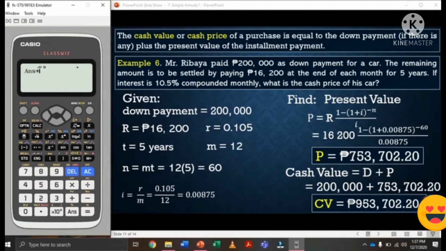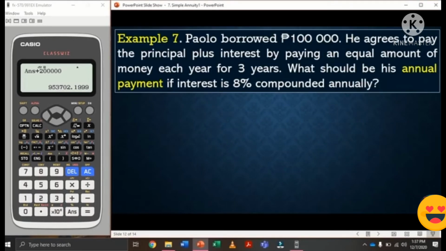And then plus 200,000, plus 200,000, plus 200,000 natin is 953,700.20. Okay, so malinaw. Next.